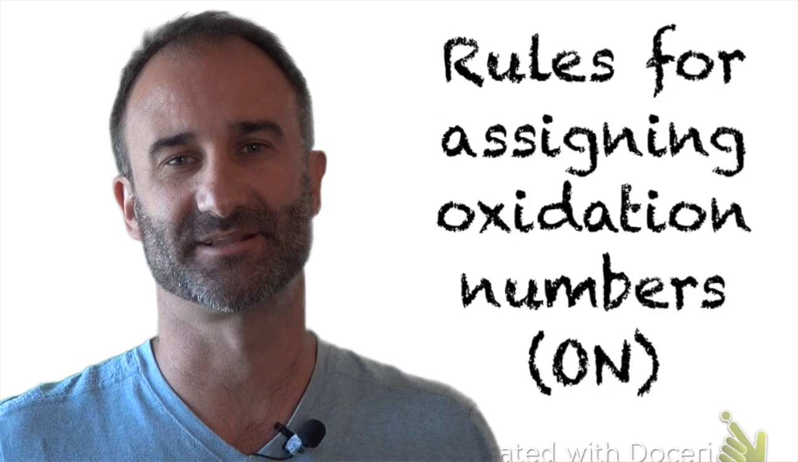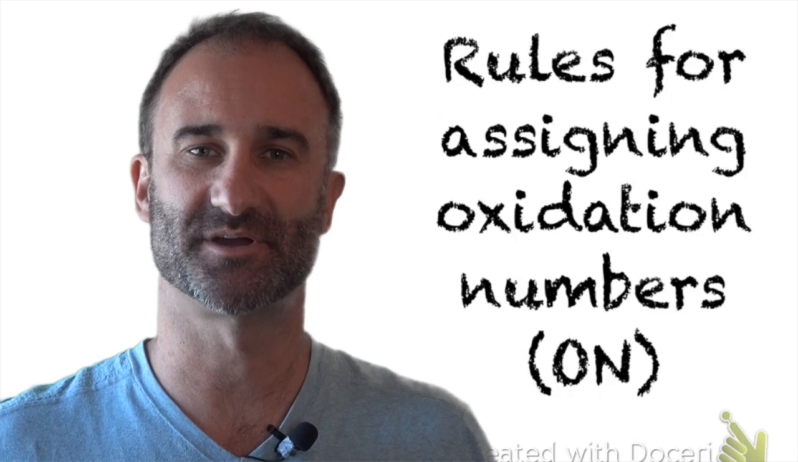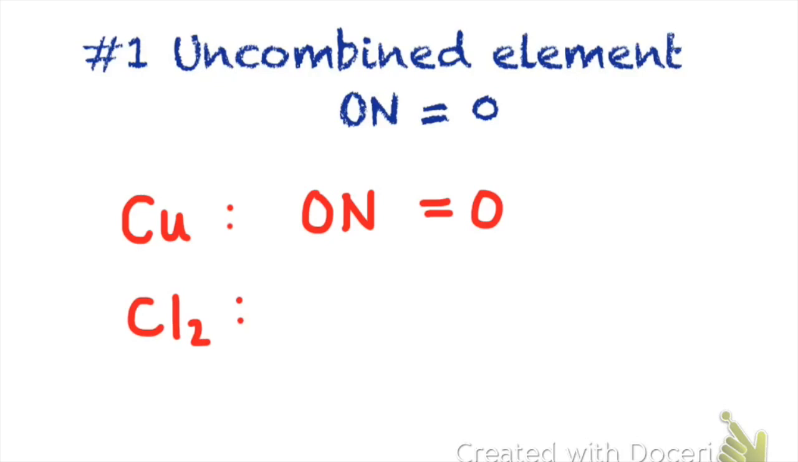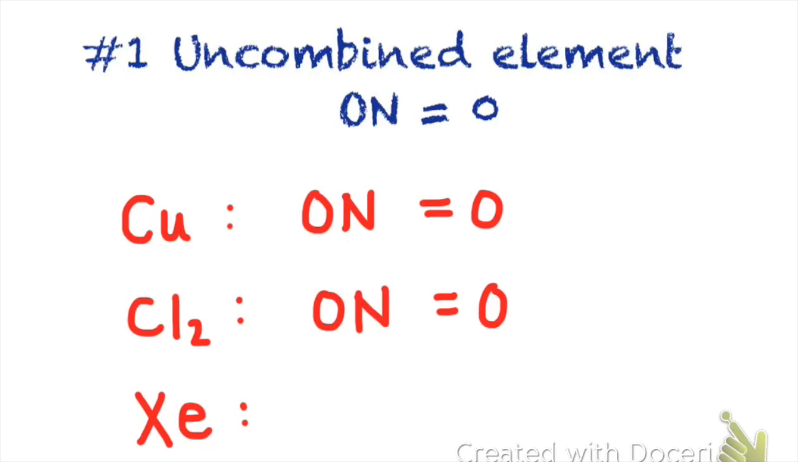There are 5 simple rules that will help you to determine oxidation numbers. We'll go through them one by one. Rule number 1. Uncombined elements have an oxidation number equal to 0. And so, for example, if we take just pure elemental copper, it's uncombined, hasn't reacted with anything, and so its oxidation number is 0. Another example, chlorine. Notice it's a diatomic molecule, but it hasn't reacted with or combined with another element, and so its oxidation number also is simply 0. Xenon, again, uncombined element, I think you've got it by now, the oxidation number is 0.